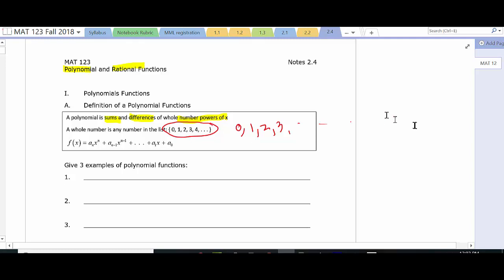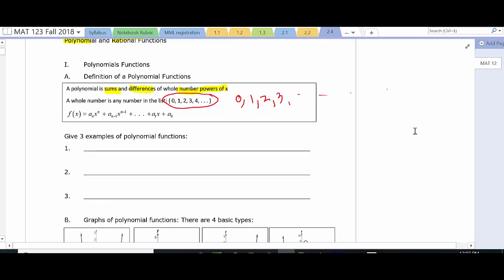Okay, so let's write down just 3 examples. It's easier to show what a polynomial is sometimes than define it. So let's just write down f of x. Okay, that's the name of the function. What you always do when you make a polynomial is you have x and you give it a whole number power. Whatever it is is up to you. And you can put as many of these in as you want.